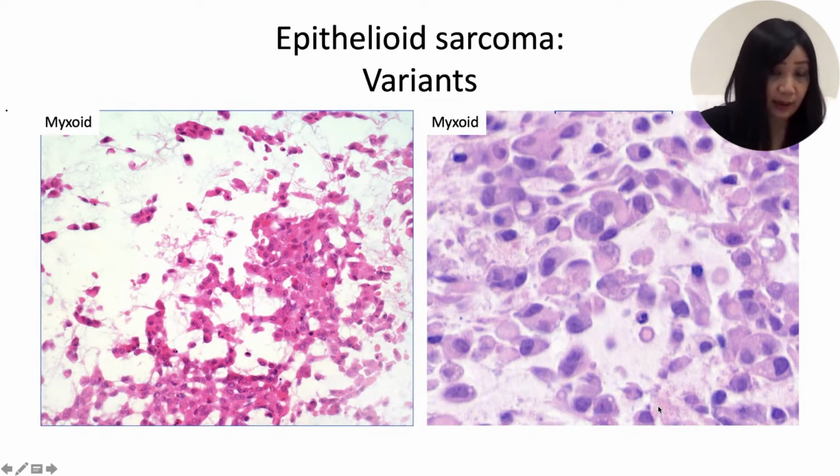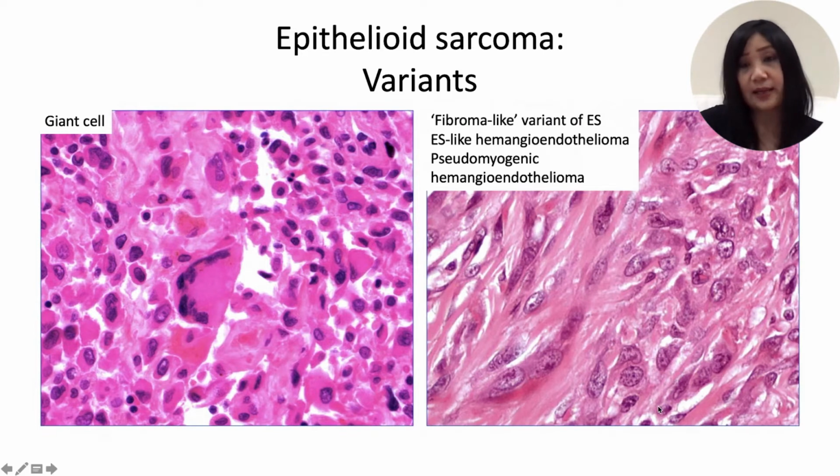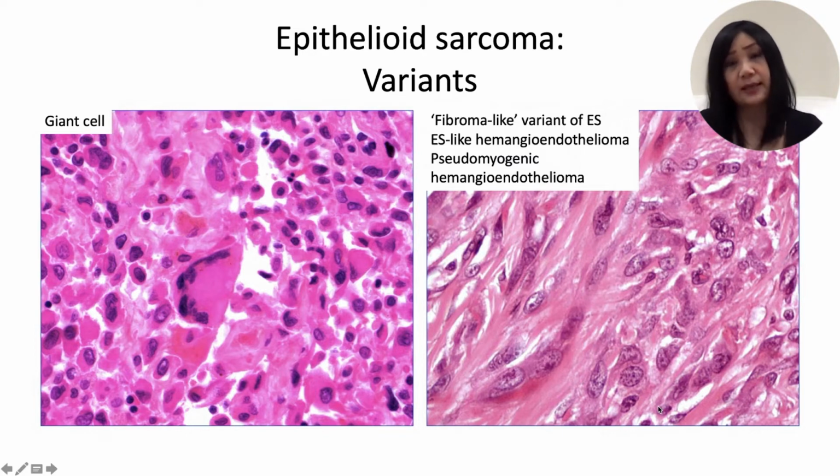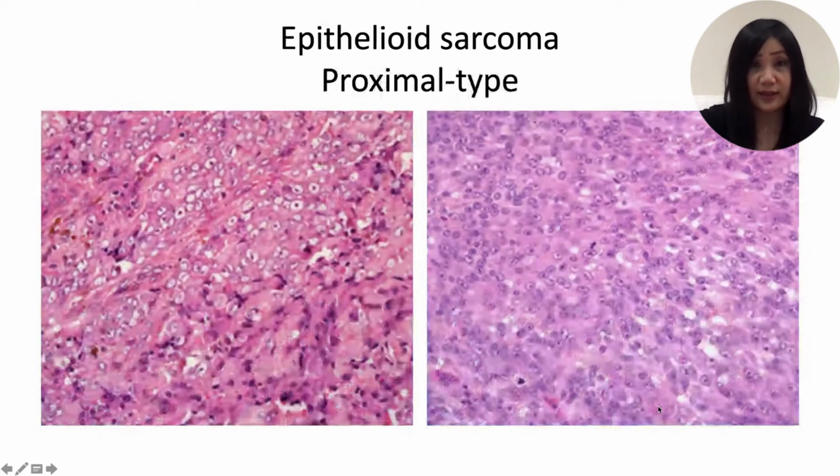Morphologic variants: the cells can be disposed within myxoid stroma. Sometimes they can be giant cells, and let's just mention the differential diagnosis of pseudomyogenic hemangioendothelioma, which occurs in a similar clinical context to epithelioid sarcoma and can morphologically and immunophenotypically mimic epithelioid sarcoma. In fact, previously authors called this the fibroma-like variant of epithelioid sarcoma or epithelioid sarcoma-like hemangioendothelioma, and we'll discuss that.